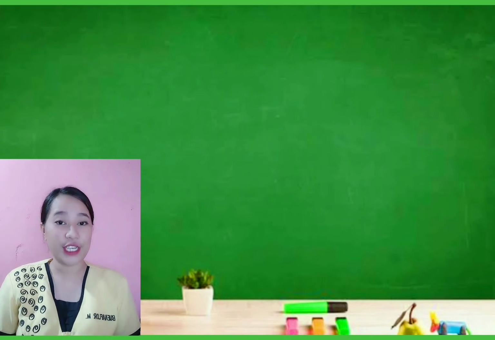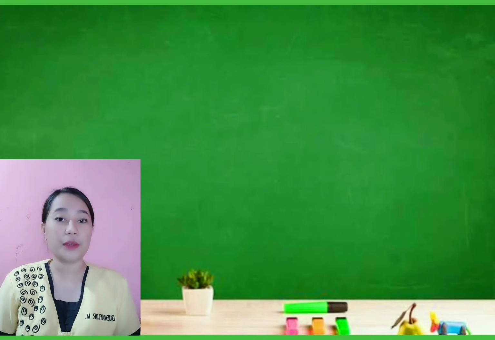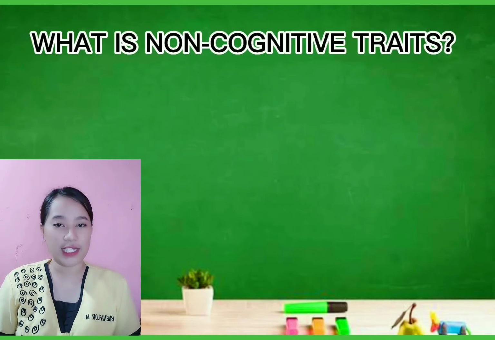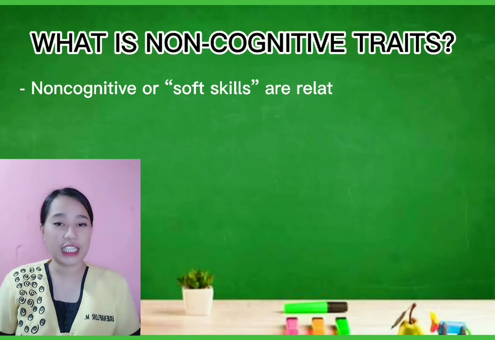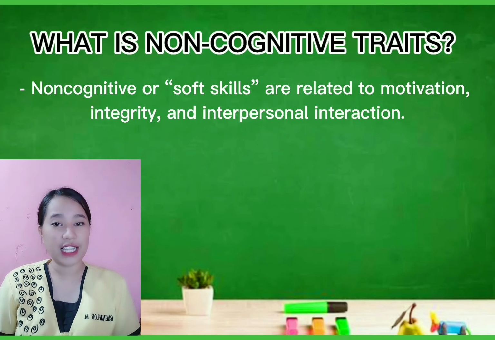And for today's video, we will be discussing non-cognitive traits and skills. But before we begin, let us first discuss what non-cognitive traits are. According to the research, non-cognitive or soft skills are related to motivation, integrity, and interpersonal interaction. They may also involve intellect, but more indirectly and less consciously than cognitive skills.